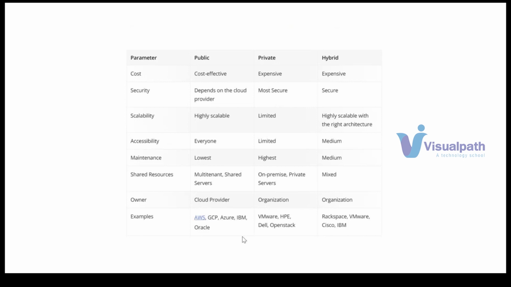In the same fashion, hybrid. What is meant by hybrid? Hybrid is like Azure Stack, VMware, Cisco, IBM. Depending on them, they will organize that. If you observe, the maintenance is low for public. If you go for private and hybrid, there is some expenditure you have to maintain.